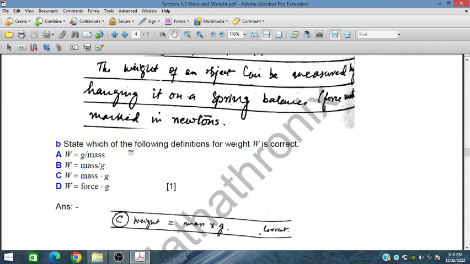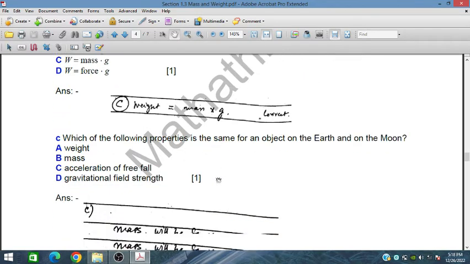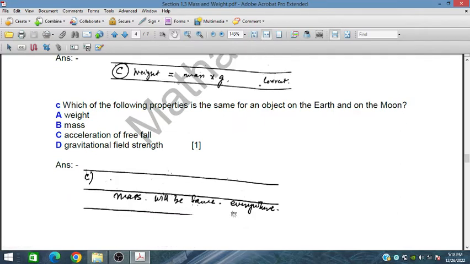So state which of the following definitions for weight is correct. So m into g. So this C is correct. Which of the following properties is the same for an object on earth and on the moon? Weight, mass, acceleration of free fall, and gravitational field. Only mass. Mass will be the same everywhere.